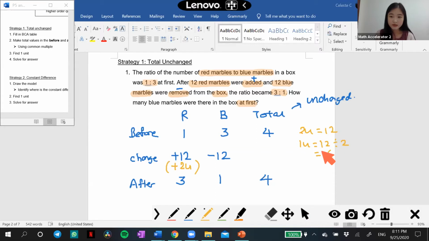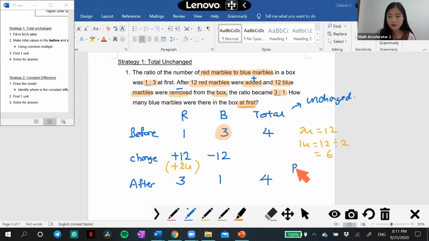Yes, correct. Right, so once you have 1 unit, what's the last step? Solve for the answer. How do you solve for the answer? Look at the question again. What are they asking you for? How many blue marbles were there in the box at first? At first, there were 3 units of blue marbles.